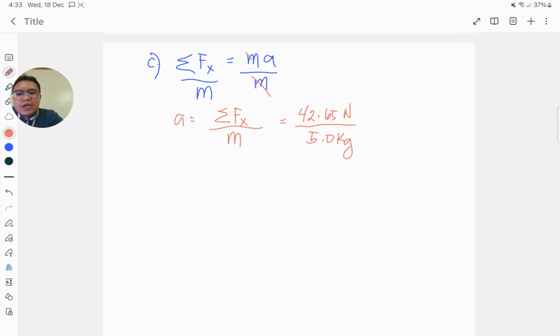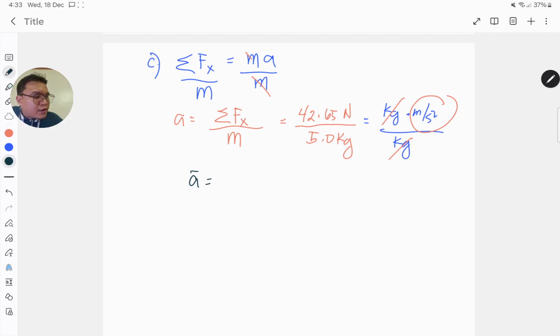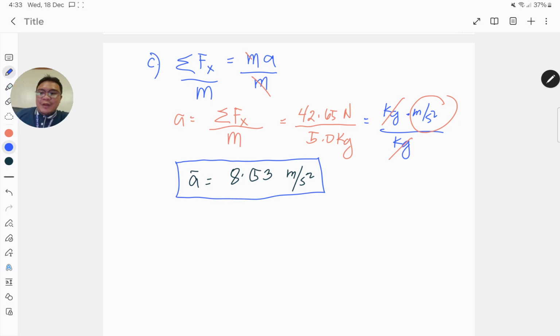Just to show you how the units cancel, we know that 1 newton is equivalent to kilogram meter per second squared, divided by the kilogram unit here. The kilogram unit is cancelled, making meter per second squared our unit for acceleration. Therefore, our acceleration in this case, dividing by 5, is around 8.53 meters per second squared. And that would be our final answer for this problem.